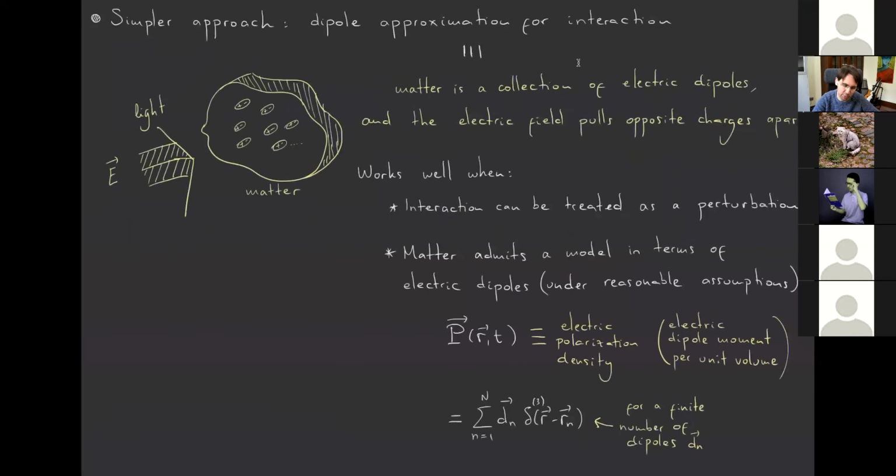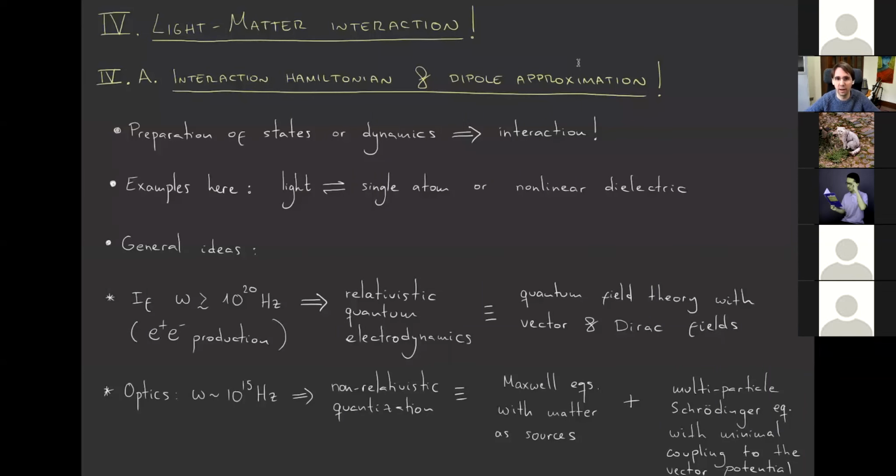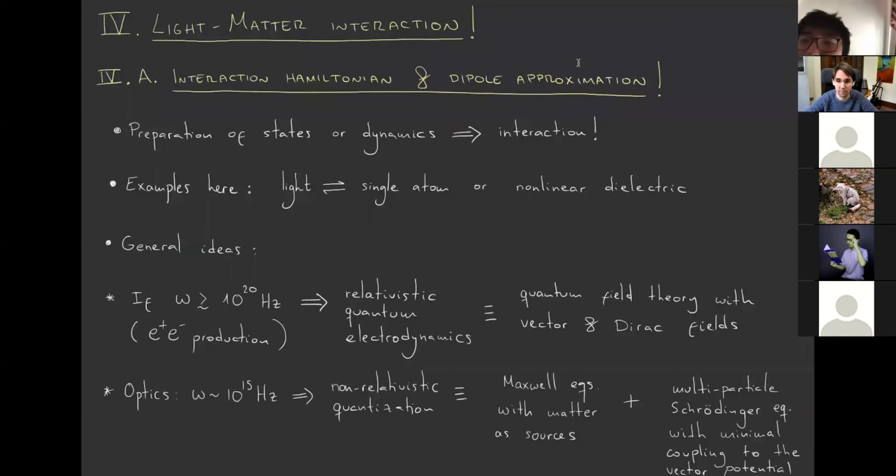I remind you that what we were doing in this chapter was analyzing the interaction between light and matter. And in this chapter, we really consider the full interaction between the quantized electromagnetic field and matter. What we saw was a few general ideas initially. First, in principle, what one needs to use in order to describe the interaction between light and matter is relativistic quantum electrodynamics.